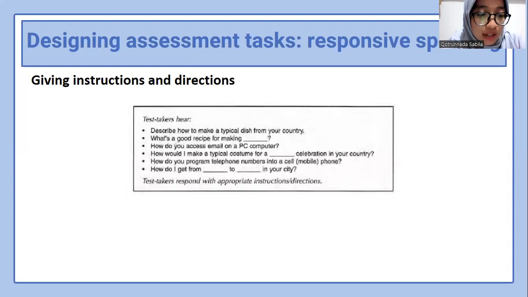Another type of assessment task that can be categorized as responsive is to have the test taker read or hear a limited number of sentences, perhaps two to five, and produce a paraphrase of the sentences. For example, here you can see the picture on the slide.